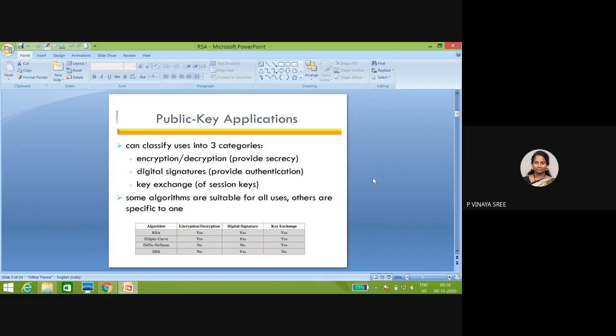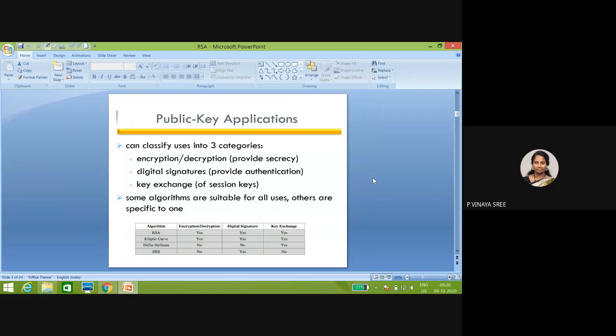Let me revise once again. The problem in symmetric key cryptography is the key distribution problem, and one more is the digital signature. To overcome that, we are using public key cryptography. This can be classified into three categories. One is encryption and decryption, one is providing a digital signature, and one is key exchange, of session keys. What are these session keys? I will explain. It's like a one-time OTP message.